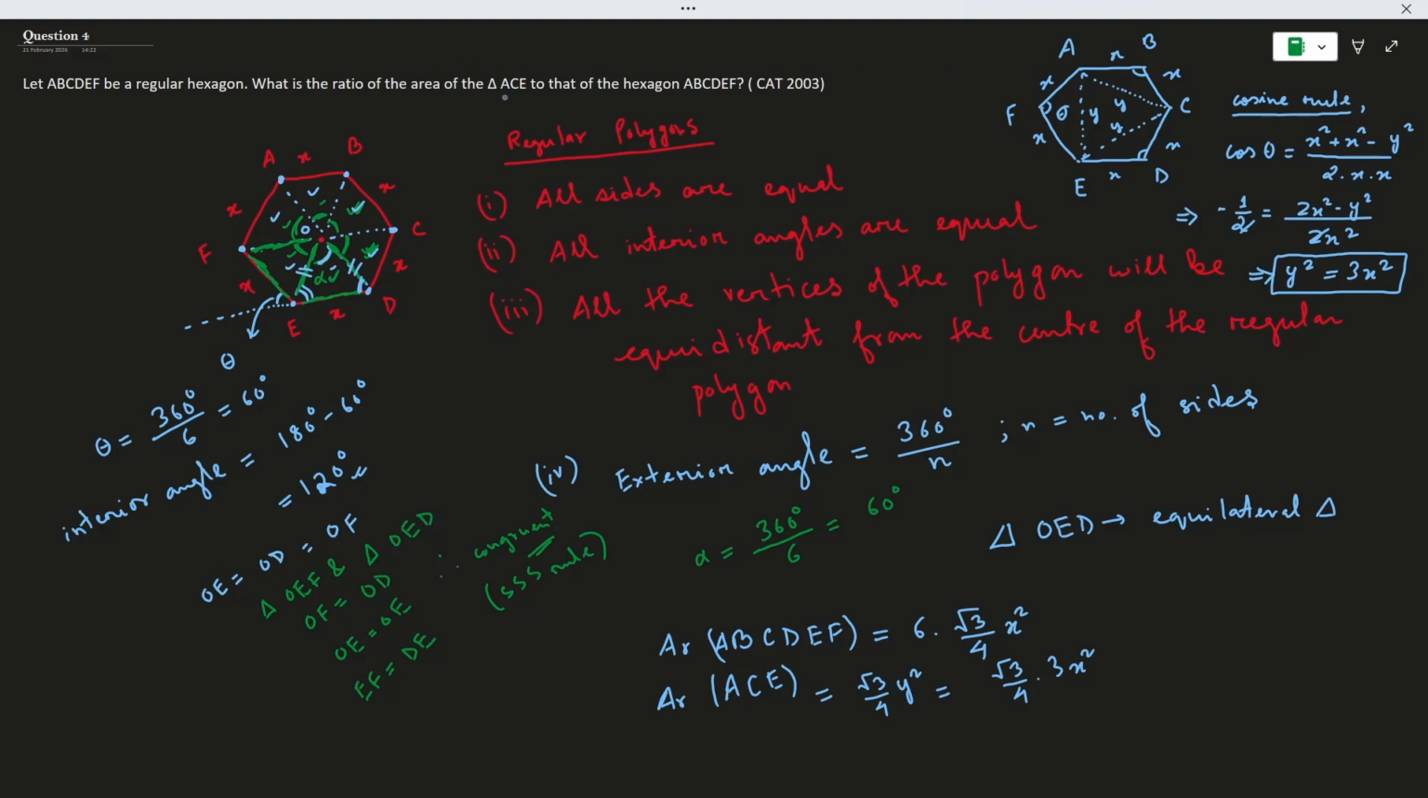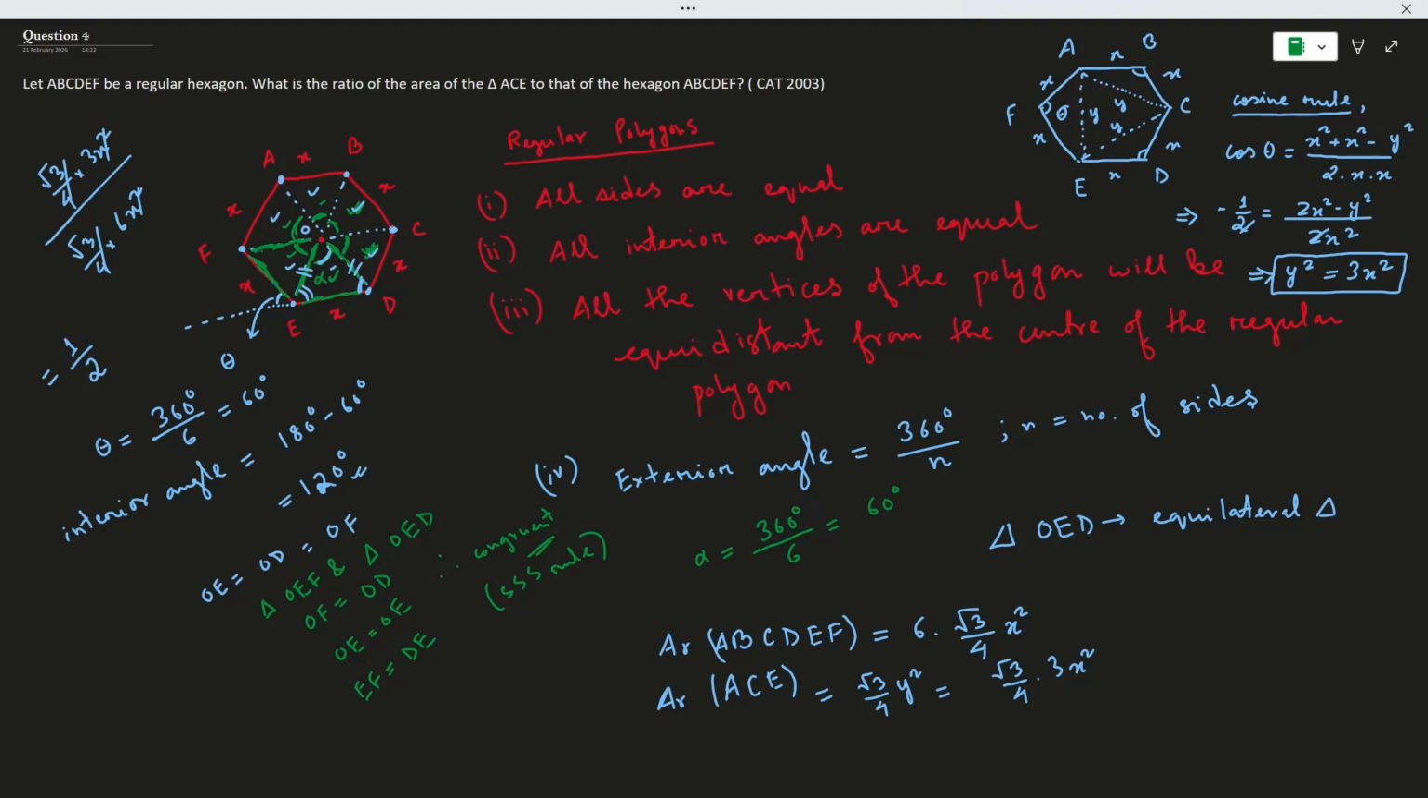We need to find the ratio of the area of triangle ACE to that of the hexagon. So the required ratio will be given by root over 3 by 4 times 3x square divided by root over 3 by 4 times 6x square. So x square will get cancelled, 3 by 6, which is basically 1 by 2.